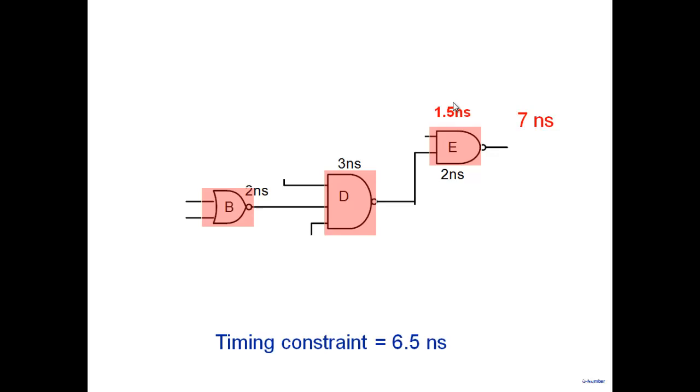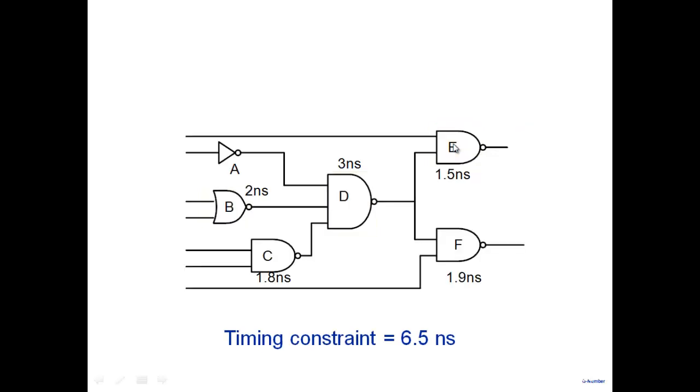Remember that this may be a more complicated block. It may not just be a gate. So I redesign it and I make it 1.5. I'm thinking that I've met the constraint because I've already found the worst case path in my circuit, and that worst case path from 7, I've reduced it to 6.5. So now I redo the static timing analysis, and what do I find? This is the worst case path now, and the value of this worst case path is 6.9.